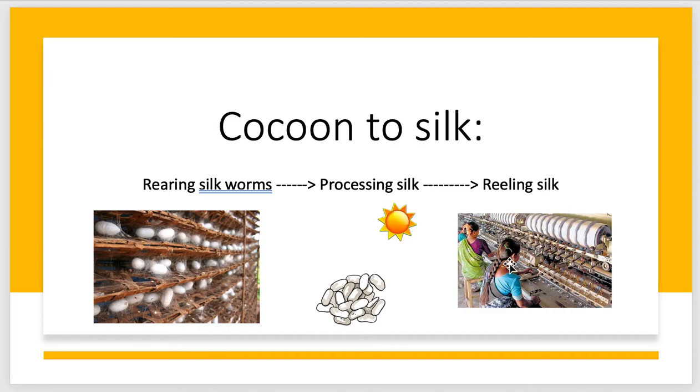So reeling is done in these big machines, where these threads or fibers are put into the machine, and then they are made into silk threads, I mean. And then these silk threads are weaved into silk fabric. So this is about the two animal fibers that we've just learnt about, wool and silk.